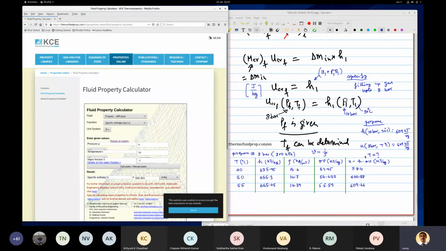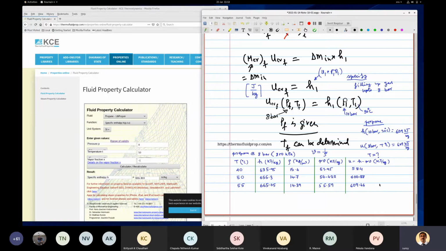So what do we get finally? So TF can be determined. So what is this TF? Therefore, T final is approximately 55 degrees centigrade. So 55 degrees centigrade is the final temperature.